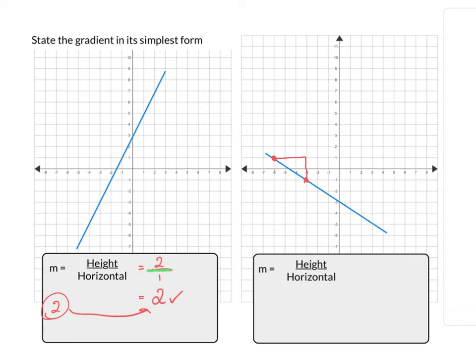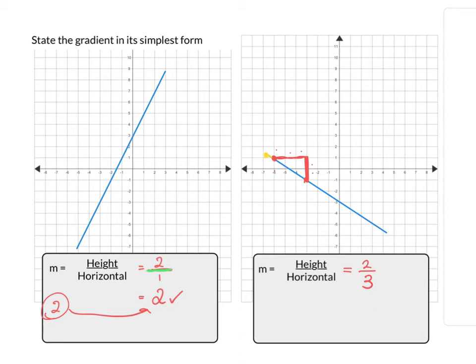So let's have a look. What's the height of this triangle? Remember height is up and down the way. 2 spaces, 2. Horizontal, along the way, 1, 2, 3. Okay, and there's something I've nearly missed. Can you spot what I almost forgot with this one?